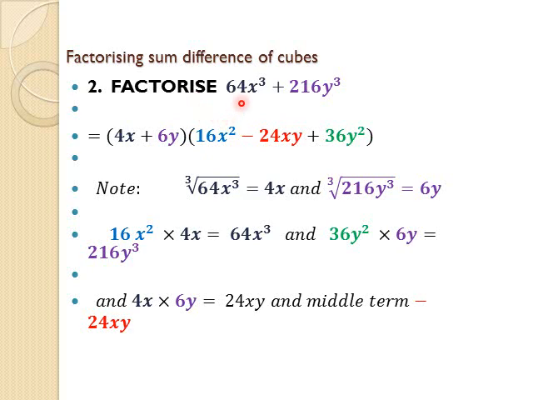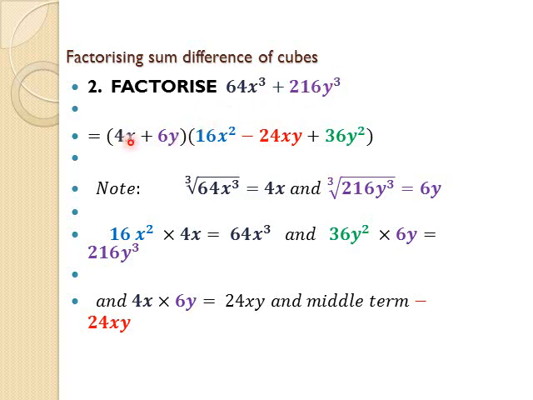So there we've given you 64x cubed plus 216y cubed, and you have to factorize. Very important, as I said in the previous lessons, you need to know the first 7 perfect cubes, up to 343. So again, cube root of 64, 4. Cube root of x cubed, x. The positive sign stays positive. Cube root of 216, 6. Cube root of y cubed, y.